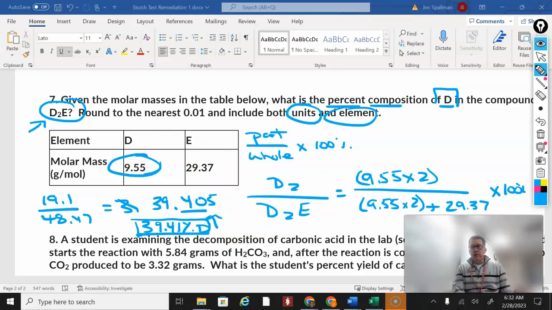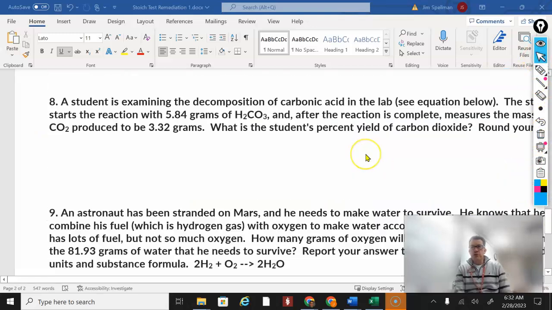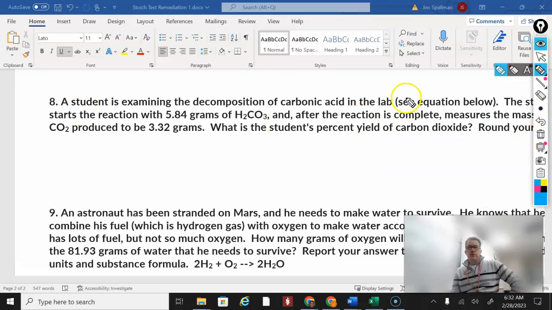Right. Number 8. This is a percent yield question. A lot of people just wanted to throw these two numbers in together and get a percent. That's not really how we do with percent yield, because these are actually two different substances. So you can't make a percentage out of those two numbers because they are two different things. One of them is H2CO3 and one of them is CO2. The question is, what is the percent yield of carbon dioxide?